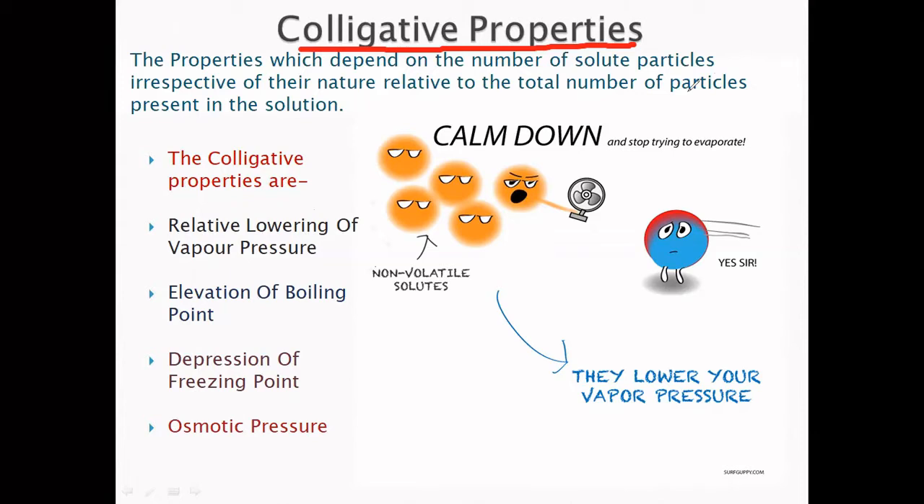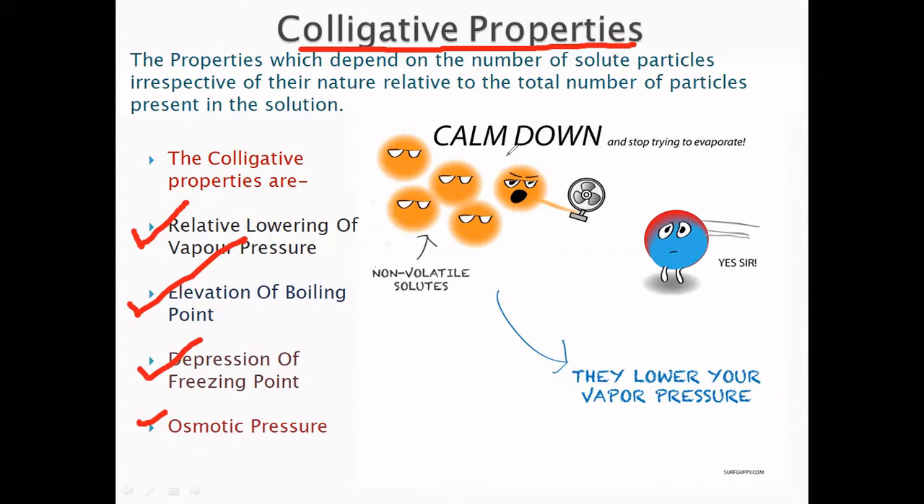See, there are certain colligative properties in our syllabus. The first is relative lowering of vapor pressure. Second is elevation of boiling point. Third is depression of freezing point. And fourth, osmotic pressure. Let's go through the colligative properties once more. Colligative properties are those properties which depend only on the number of solute particles. How many solute particles are present in the solution? It does not matter whether they are sugar or some other particles.